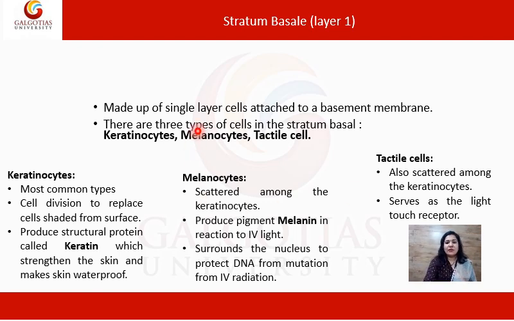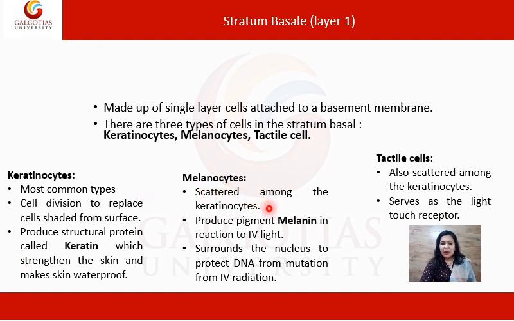This is made up of a single layer of cells attached to the basement membrane, and there are 3 types of cells present in the stratum basale layer. The first is keratinocytes, which are the most common type, and their cell division replaces the cells shed from the surface. They produce a structural protein called keratin, which strengthens the skin and makes the skin waterproof.